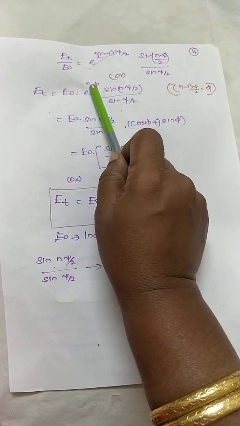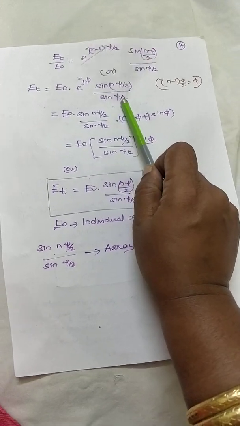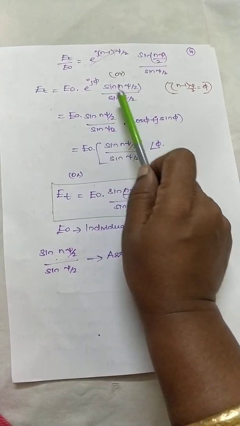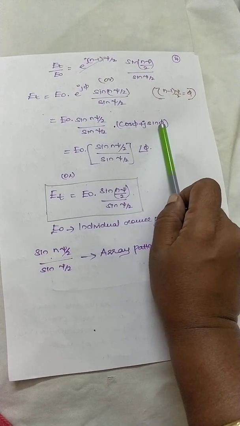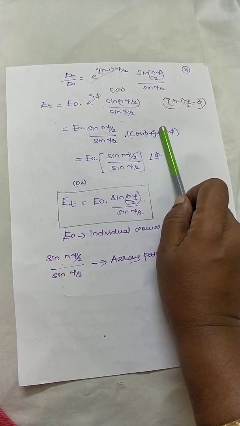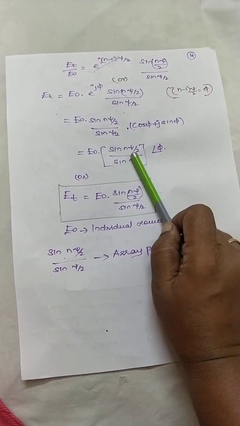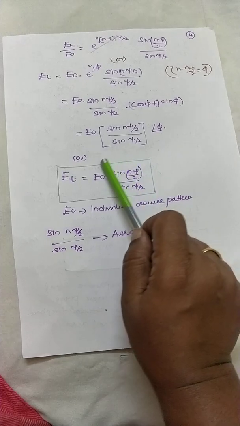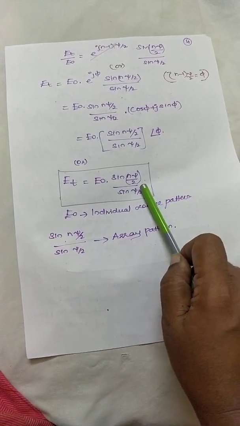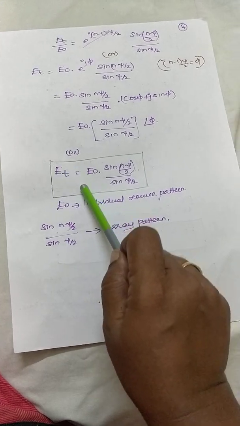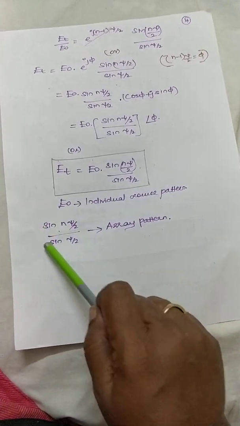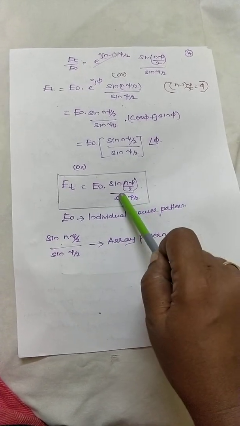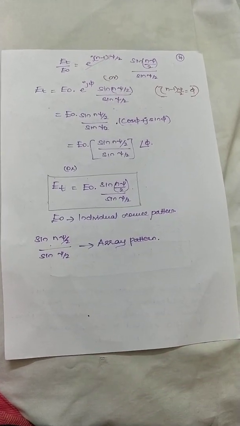So the equation is E naught of e power j phi into sin n psi by 2 divided by sin psi by 2. Replace e power j phi by cos phi plus j sin phi, or it is the representation of magnitude 1 and angle phi. So neglecting the angle representation, it is represented by E naught into sin n psi by 2 divided by sin psi by 2, where E naught is the individual source pattern, and the term sin n psi by 2 divided by sin psi by 2 is called the array factor or the array pattern. So this completes the analysis of n isotropic point sources. Thank you.